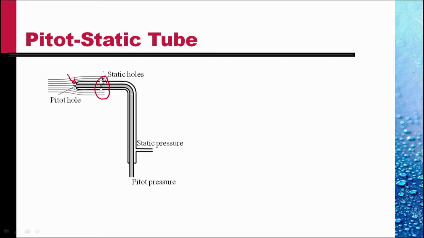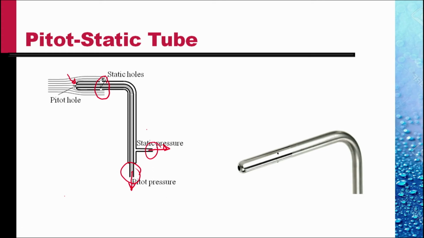And this outer sleeve communicates to this pickup point, and the inner tube which picks up the pitot pressure communicates to this pickup tube. So we attach a U-tube manometer between these two ports, and that gives you delta P directly. Such pitot tubes or pitot-static tubes are used routinely in laboratory experiments.